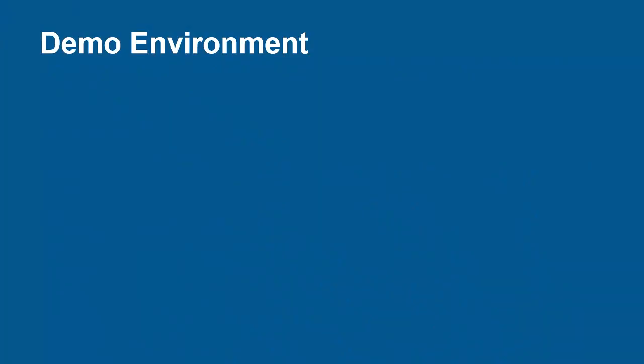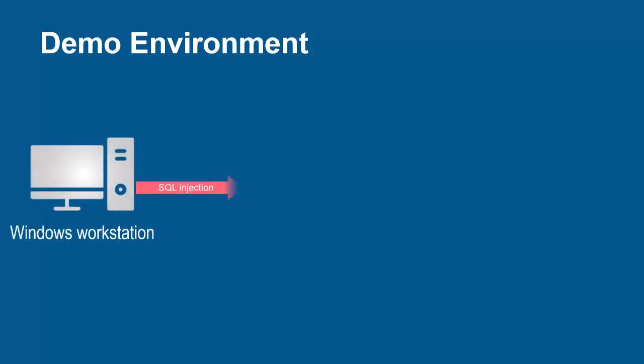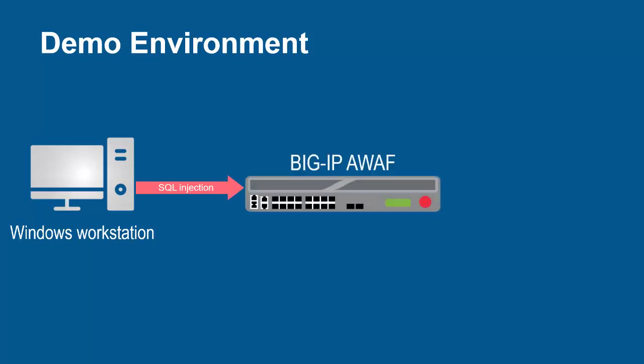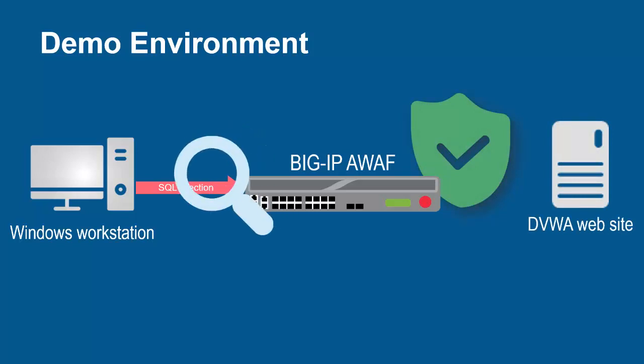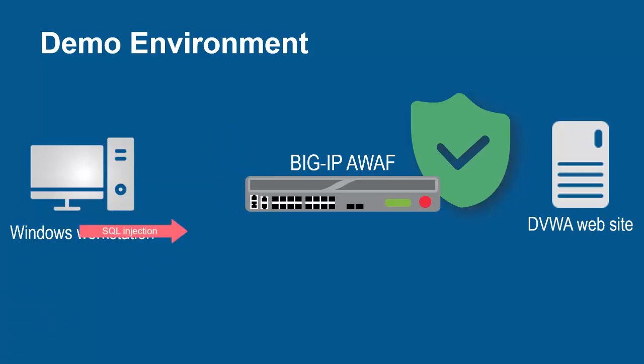The environment for this demo contains three devices. A Windows workstation will be used to launch application layer attacks. These requests will arrive at the F5 BIG-IP system, running Advanced WAF. The BIG-IP system sits in front of, and protects, the back-end web application. The BIG-IP system, using its full proxy architecture, examines every request and can block all malicious requests and prevent them from going to the back-end web servers.